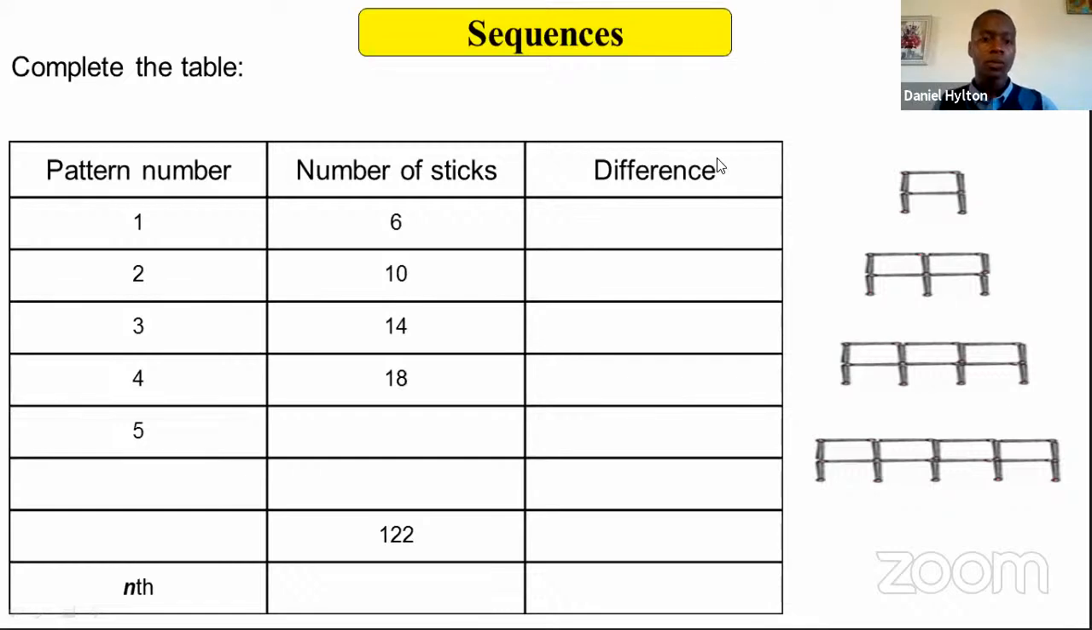All right, so we can safely say here that the difference is 4, because to move from 6 to 10, we would add 4. From 10 to 14, we would add 4. From 14 to 18, we would add another 4. So our difference here, our term-to-term rule, is 4. So what would our fifth term be?